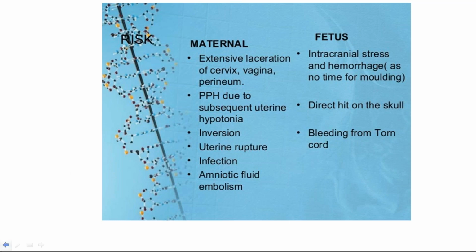Not only atonic, even traumatic postpartum hemorrhage also may be there because of lacerations of the cervix, vagina, and so on. Then inversion of the uterus also is common in these individuals. Very, very rarely you find a uterine rupture.